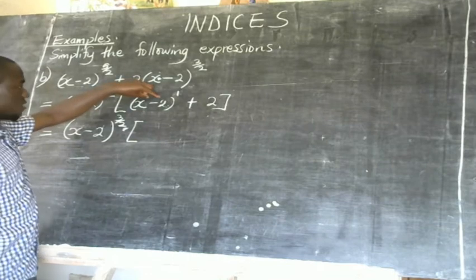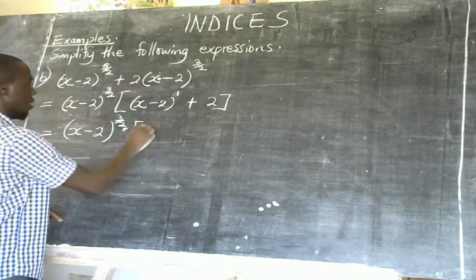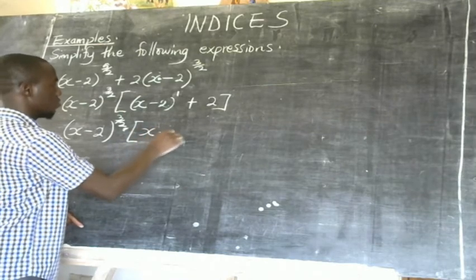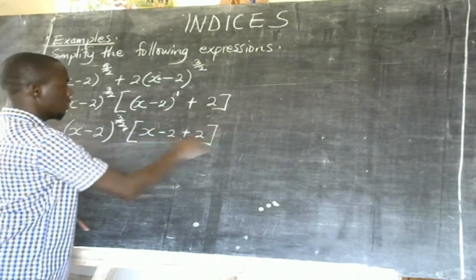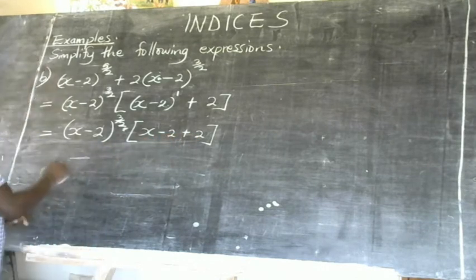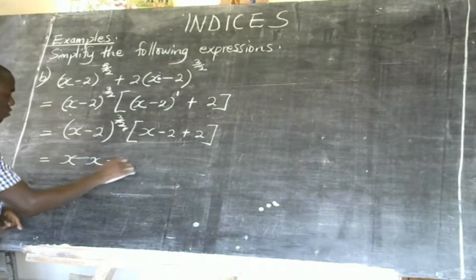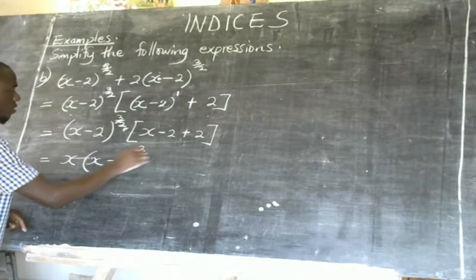So now what is inside the bracket, any number power 1 is that number. So that is x minus 2, then plus 2 there. Then now this 2 cancels with that 2, and then I'll be having the x into the x minus 2 power 3 all over 2.